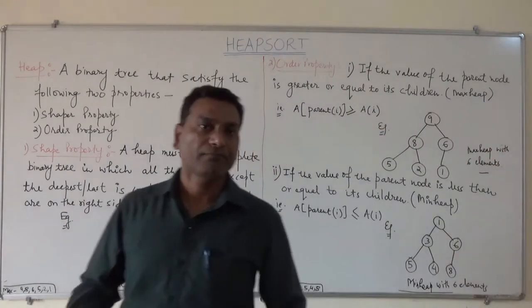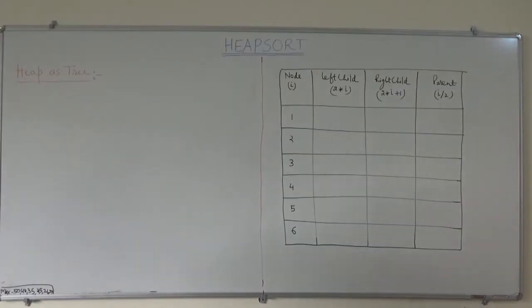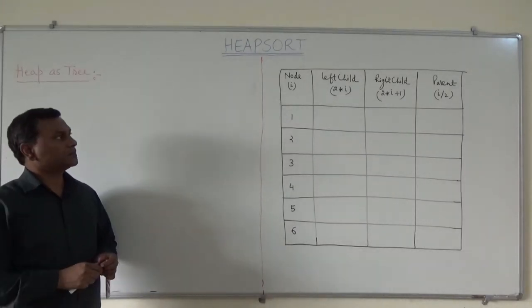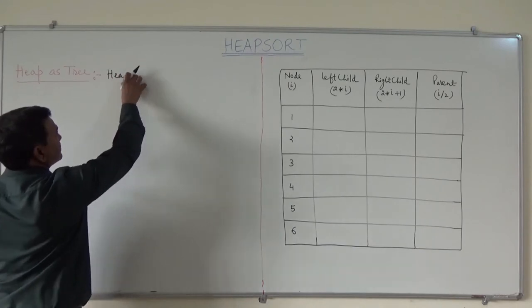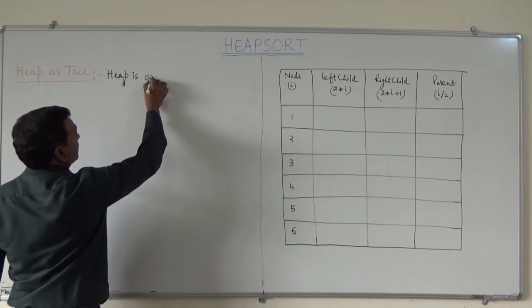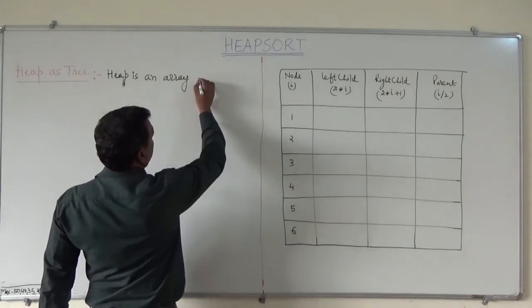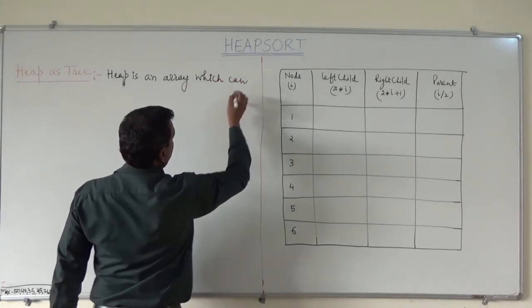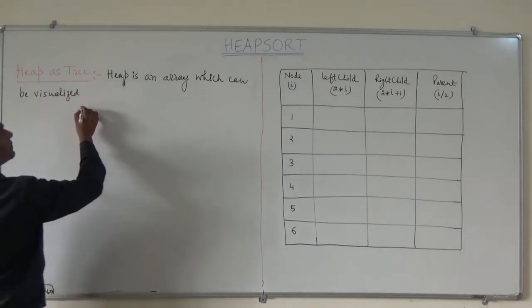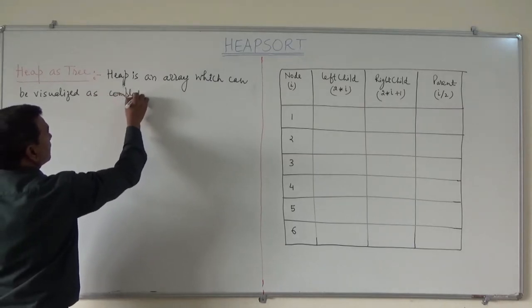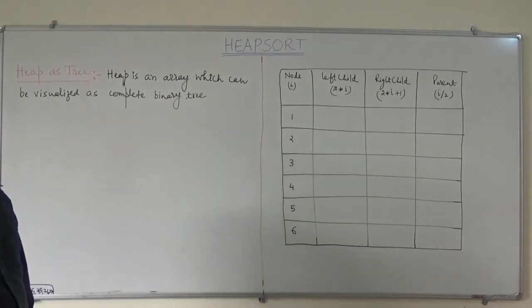Now we will see the heap as a tree. So this heap is basically an array which can be visualized as a complete binary tree.